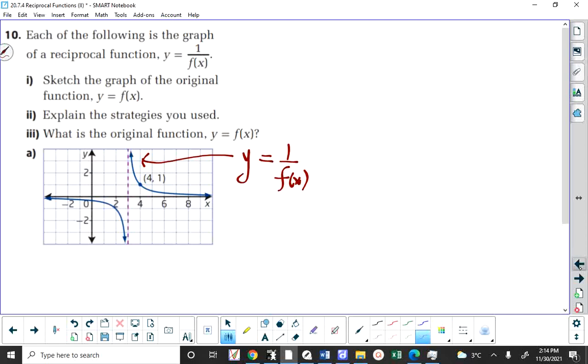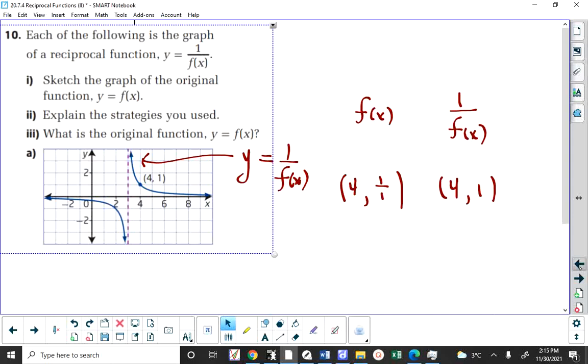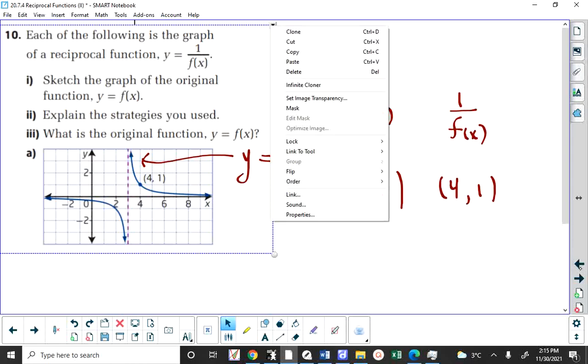Which means that if on 1 over f of x we have a point of 4, 1, then on f of x we have to have a point of 4, the reciprocal of 1. And I feel a little silly writing that because since y is 1, it's invariant. In other words, the graph of the original function will indeed pass through 4, 1. I want to make this a little bigger.